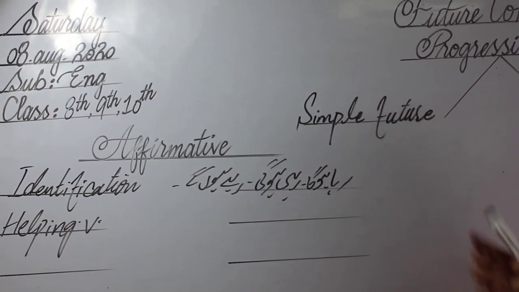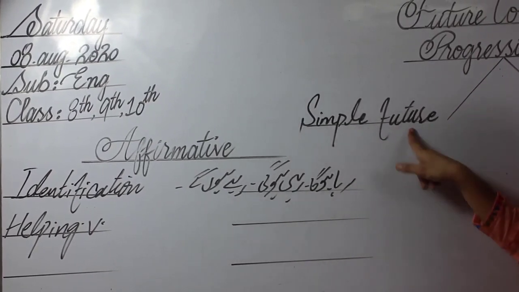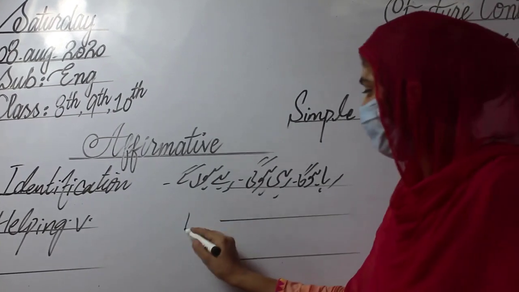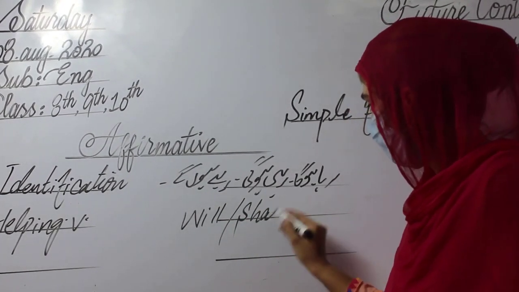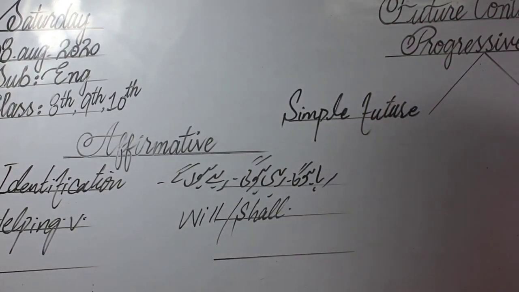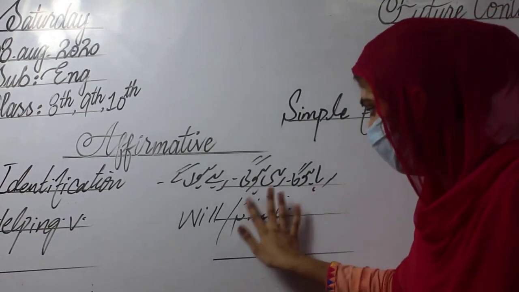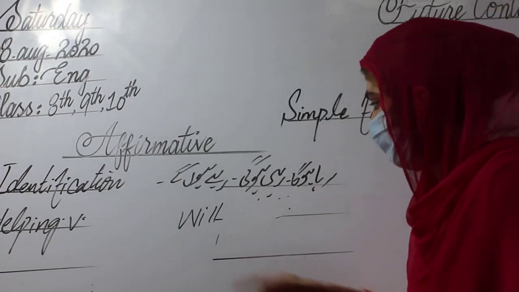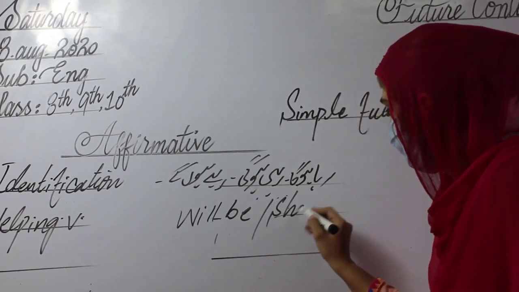So the helping verb we will use, if we talk about the simple helping verb, then in the simple future we will use the helping verb will or shall. But we are not talking about the simple future, we are talking about the future continuous. Then we will add only for the future: will be, shall be.